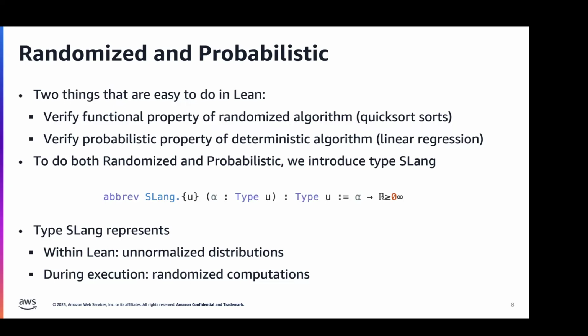In SAMPCert, to do this, we introduce a type, SLang, and this type in Lean is going to be defined as a type of function from alpha to extended non-negative reals. Now, the key about this is that depending on whether we are in Lean doing some reasoning or whether we're executing the code, we're going to interpret this type differently. Within Lean, when we do the implementation and when we reason about the code, this type is going to represent unnormalized distributions. However, when we execute our code, it's going to take on a different interpretation as randomized computations. So SLang, you'll see, I think of sometimes as a type for representing randomized computation or sometimes distributions.